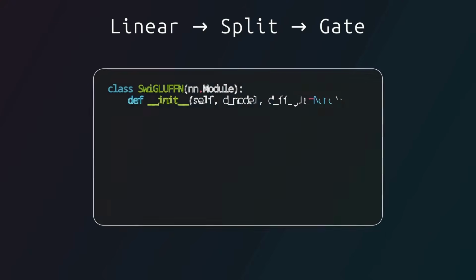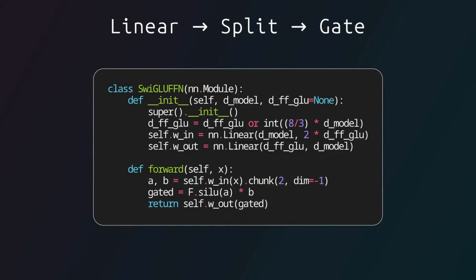Here's how you implement it. Your module takes the model dimension and computes the GELU width as 8/3 times that dimension. You create one up projection that maps to twice the GELU width, then chunk the result into 2 halves. Apply SiLU to the first half, multiply element-wise with the second half, then project back down to the model dimension. Single up projection, split into gate and value, multiply, and compress. That's the full forward pass.